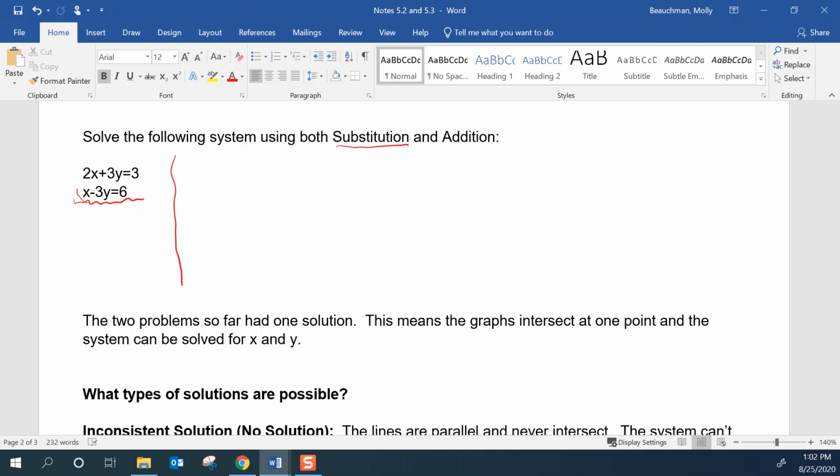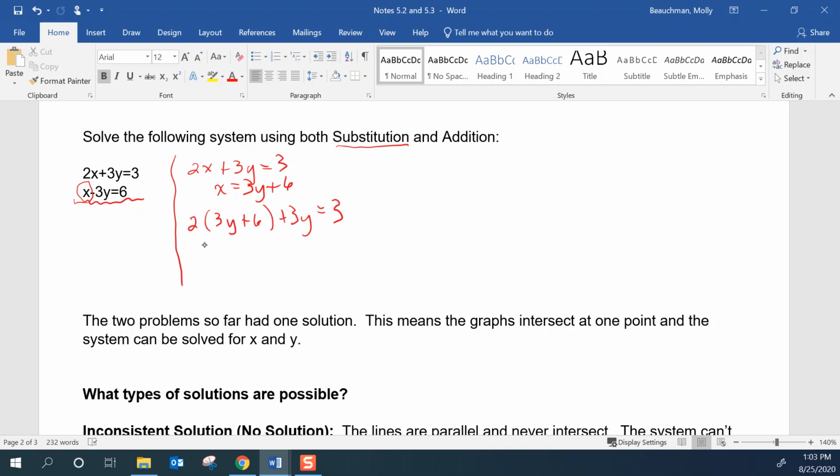Let's see, here's an x value that's easy to solve for. So I'm going to have 2x, leave the first equation the same, and I'm going to solve the second equation for x. Then take our x value, 3y plus 6, and substitute it into the first equation. And the goal is to get an equation with one variable.